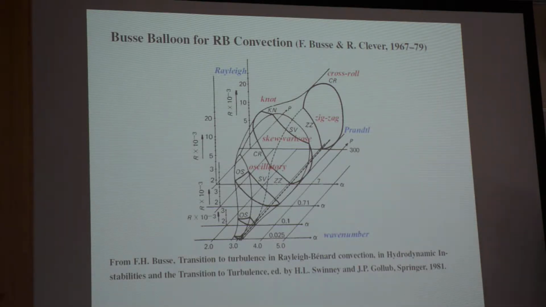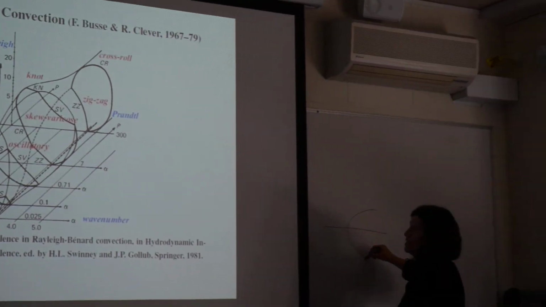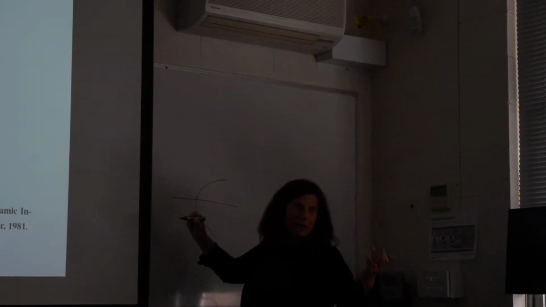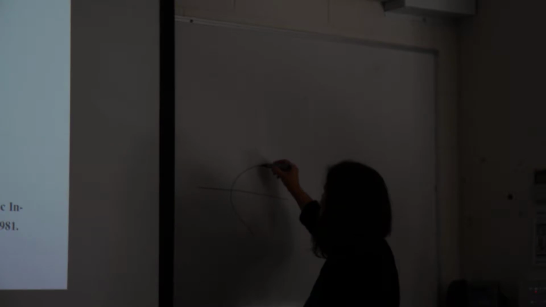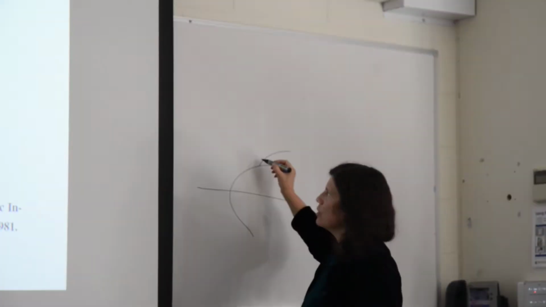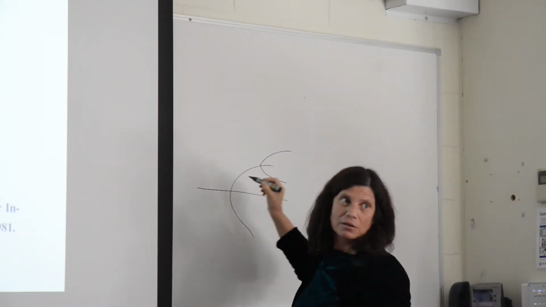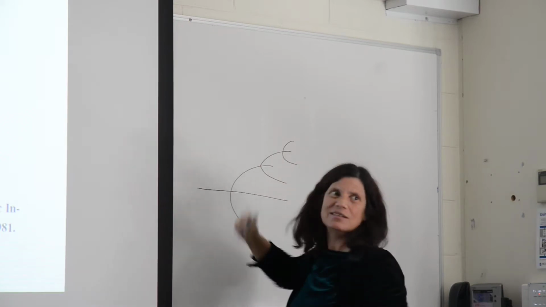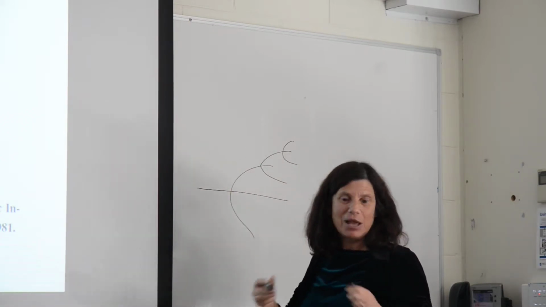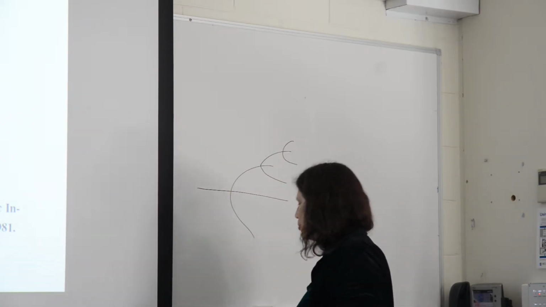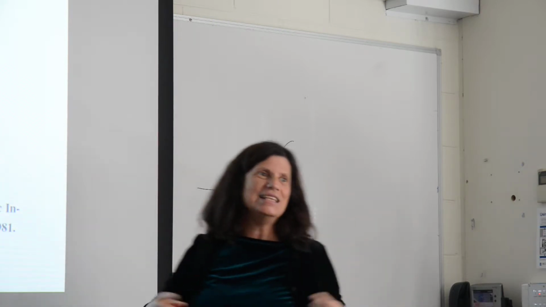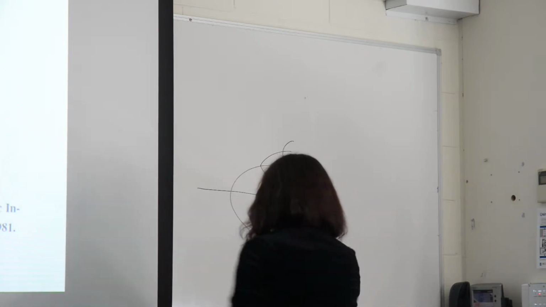Okay, so of course we made a lot of pictures like this, right? Many, many pictures like this. But after all, these things can then undergo bifurcations. And then they can undergo bifurcations, and who knows what else. Lots of things can happen. So what Busse's balloon describes are the instabilities of rolls.